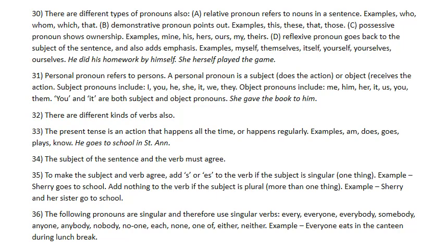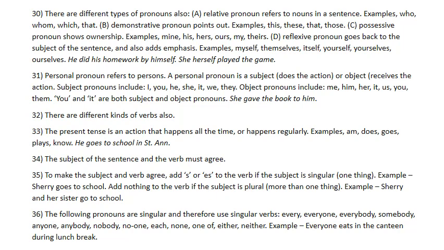The subject of the sentence and the verb must agree. To make the subject and verb agree, add s or es to the verb if the subject is singular, that is one thing. Example: Sherry goes to school. Add es to go, goes, because Sherry is one person. Goes is the verb. Sherry goes to school.